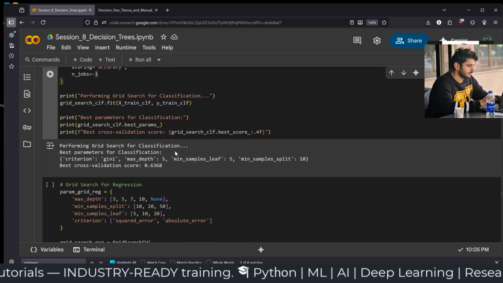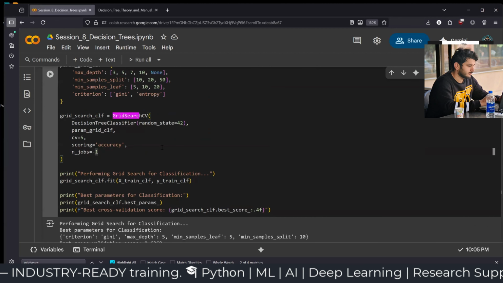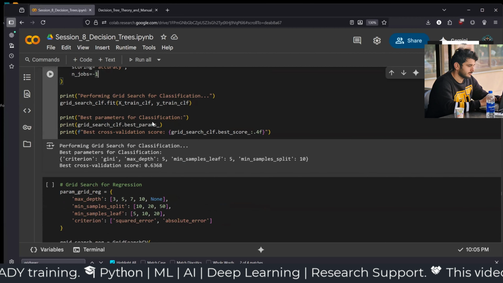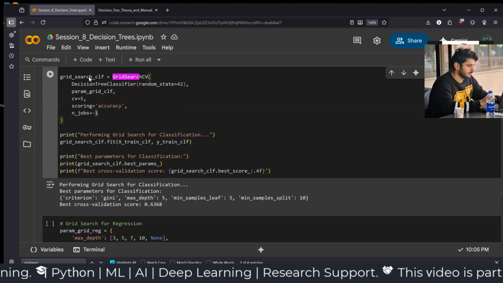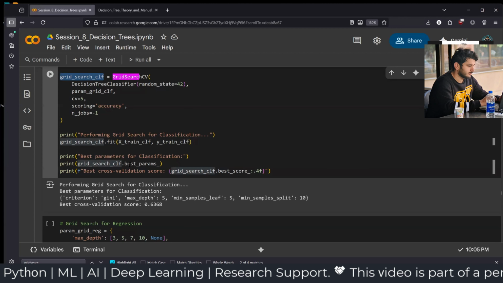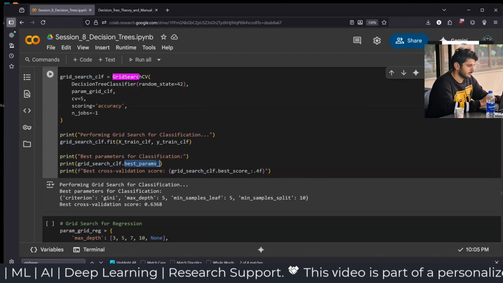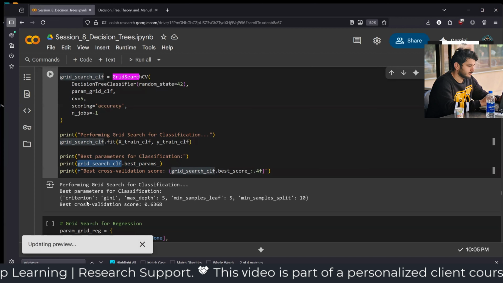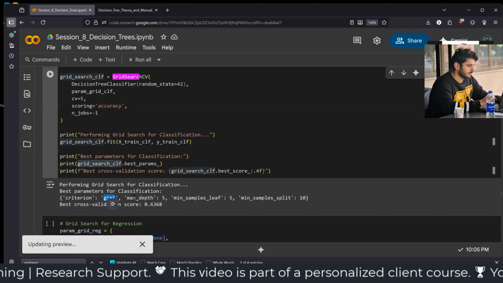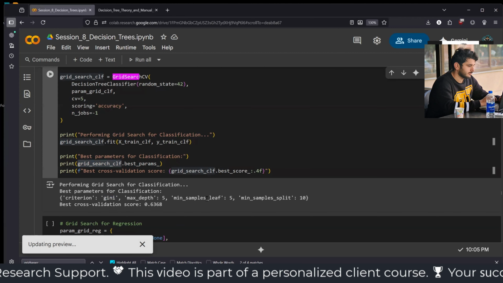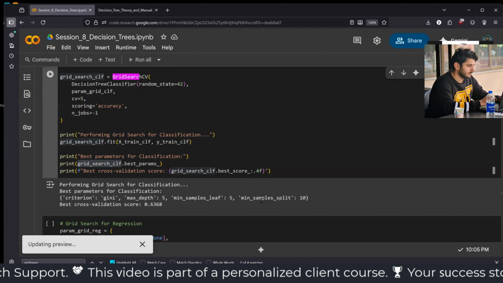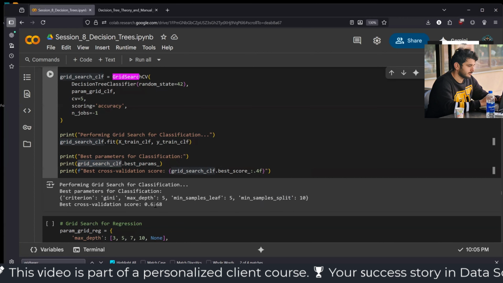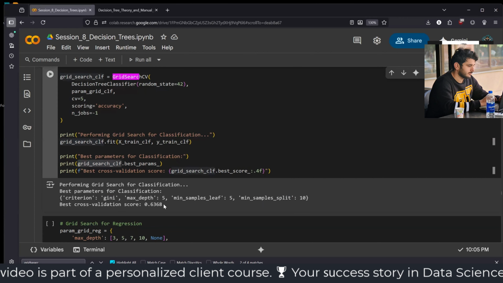Based on that, it will just train the model again and again, and based on that it will give us the best parameter. So we define the grid search classification, and it contains a parameter like best parameter. Once we run that, it will show us that we should go with Gini impurity with the maximum depth of 5, with the minimum sample leaf of 5, and minimum sample split of 10. And it will give us the best cross validation score of 0.6368.